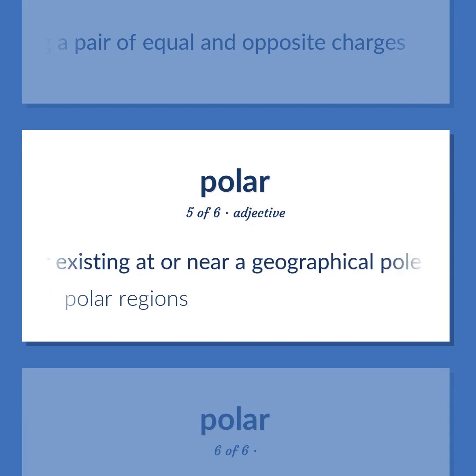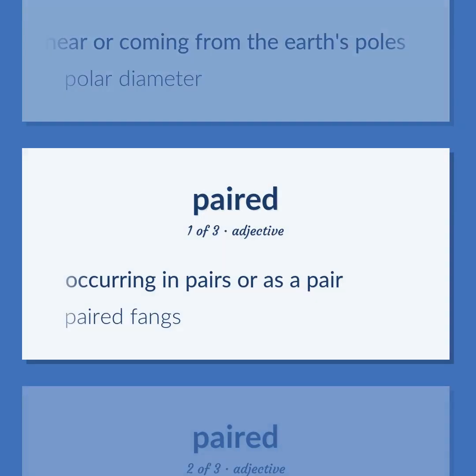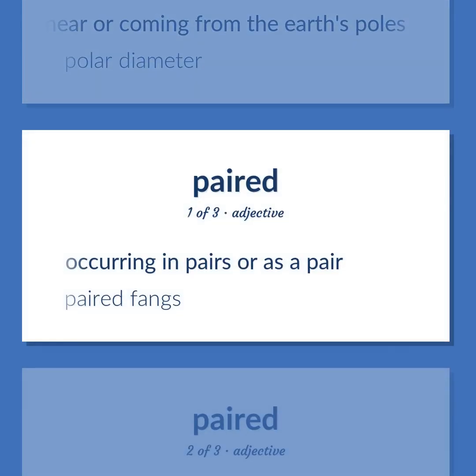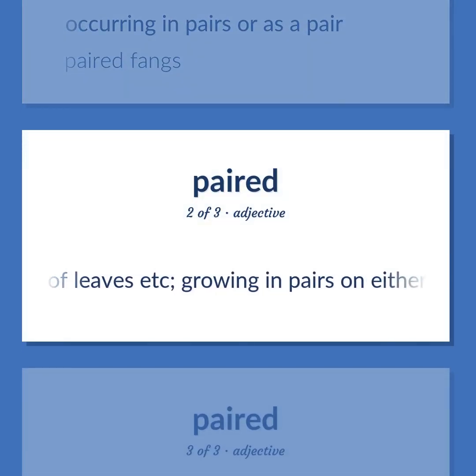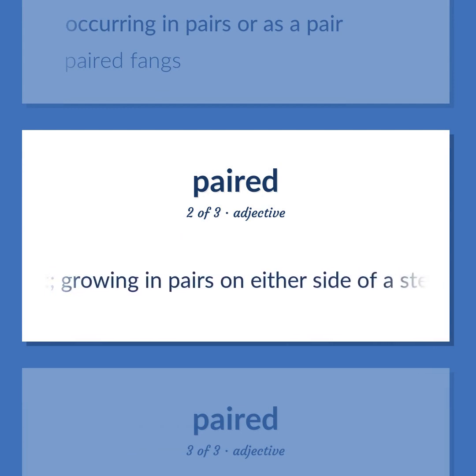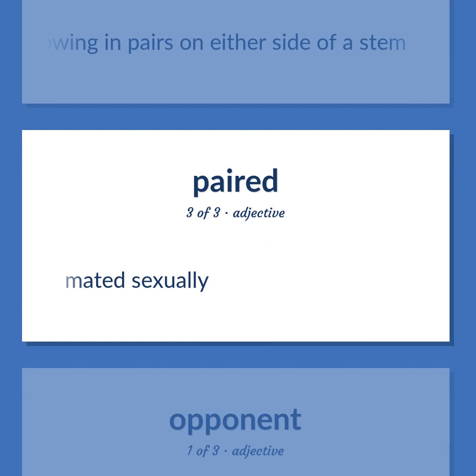Of or existing at or near a geographical pole or within the Arctic or Antarctic circles. Polar regions. Located at or near or coming from the Earth's poles. Polar diameter. Occurring in pairs or as a pair. Paired fangs. Of leaves, etc., growing in pairs on either side of a stem. Mated sexually.